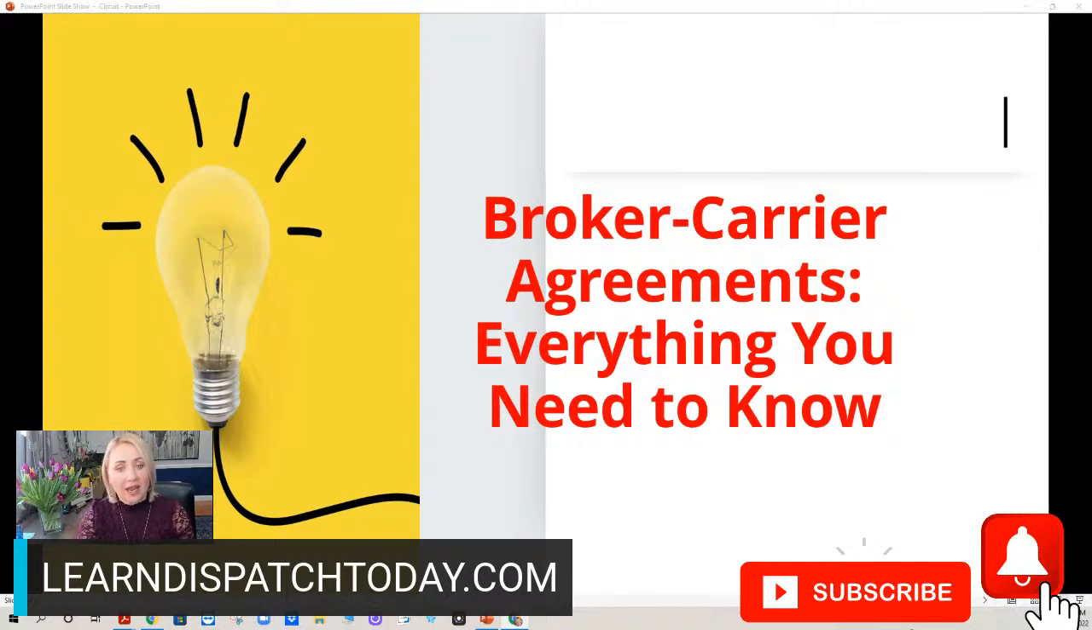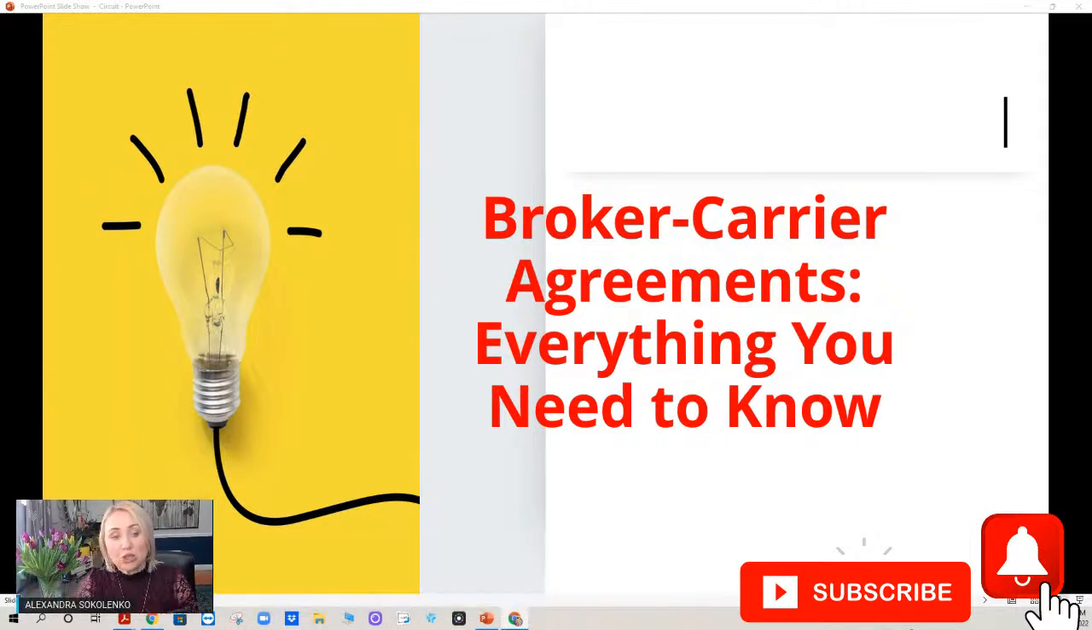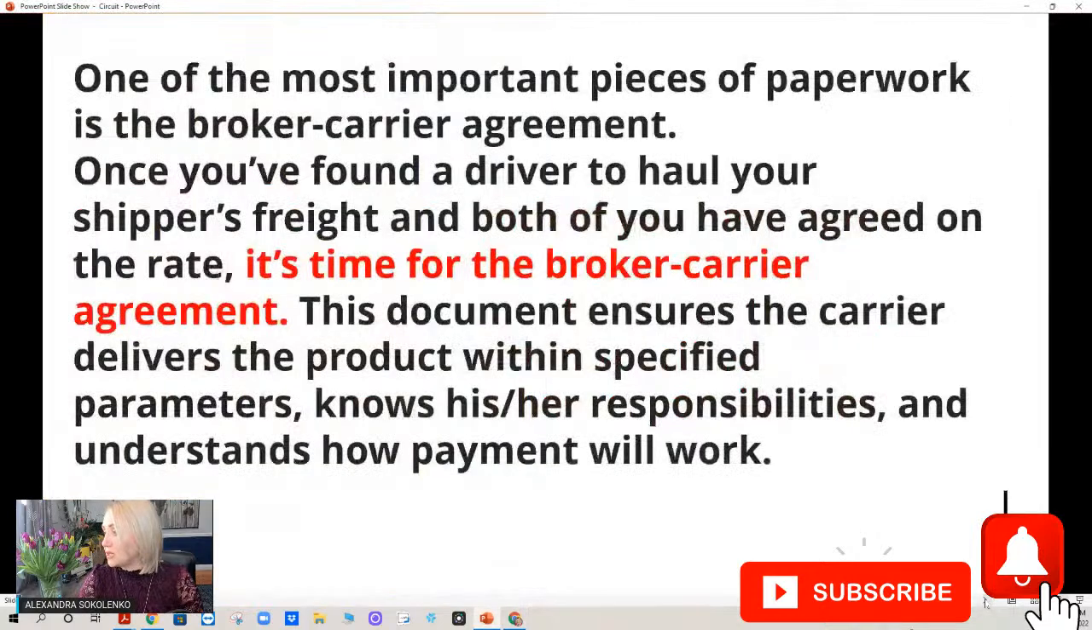So, broker carrier agreements: everything you need to know. Let's look at the broker's view. Why do they want to have a broker carrier agreement? Why is it that as a dispatcher you need to sign this up? Why do you need to know how to do this? I'm going to move myself here tiny in a corner so you can see better. So let's start from this.